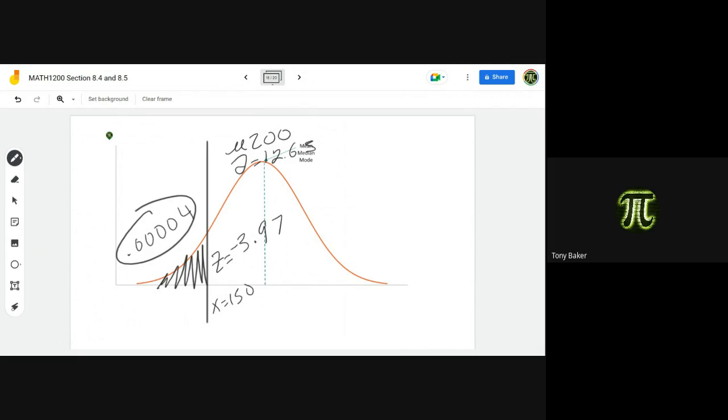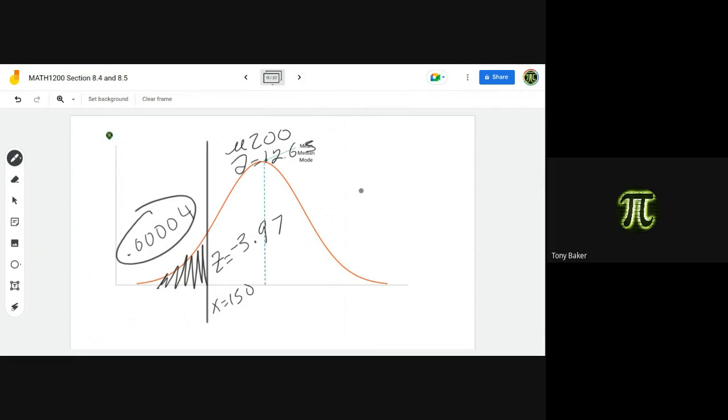I got one more slide to go. Almost done. I need to explain 8.5, which is literally going to take me 2 minutes. Wait, where did you get the z-score from? X minus the mean divided by standard deviation. Oh. That's always how you find z-score. So that formula is always going to give you z.